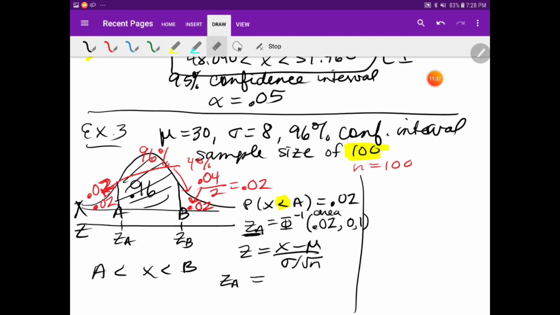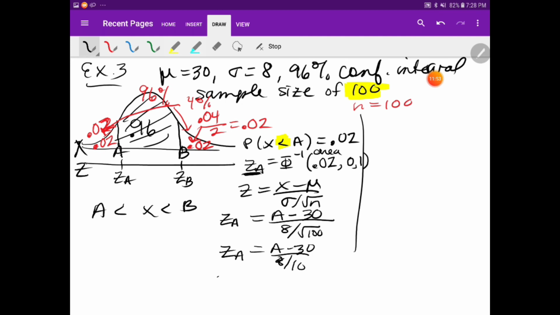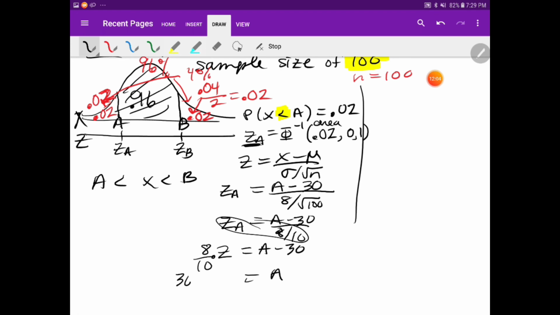Okay, so I'm substituting. X is A minus mu. Mu is, they gave it to us, 30 over 8 divided by the square root of N. N was 100. So this is A minus 30 over 8/10 equals ZA. And then you multiply by 8/10 because you're cross multiplying, not multiplying by the reciprocal. And then A equals 30 plus 0.8 times ZA. Okay, and we know what we're going to get over here, but let's keep going.